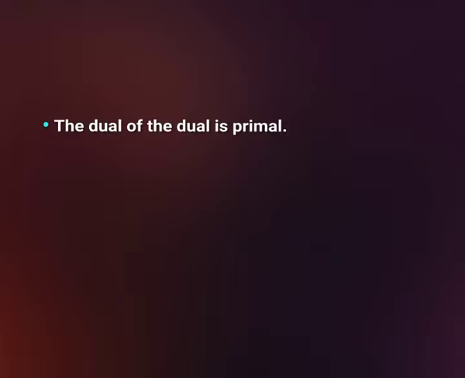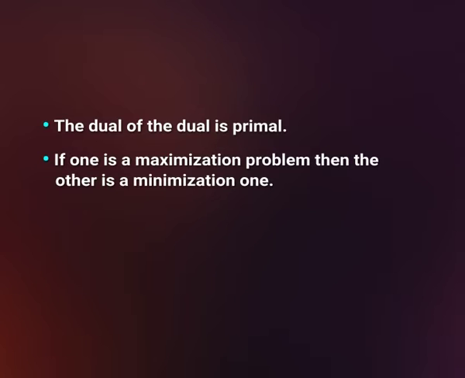Maximizing revenue or profit depending on limited resources is the objective of a linear programming problem, where it acts as a resource allocation model, and the associated dual problem provides interesting economic interpretations of this model. If we look at the problem from this standpoint, the important outcomes that can be derived in duality are: the dual of the dual is primal. If one is a maximization problem, then the other is a minimization one.